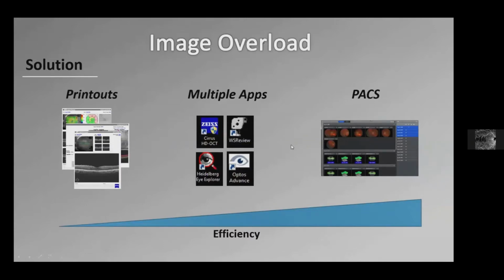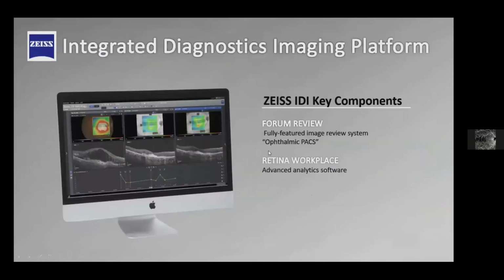So at this point, I think really the gold standard for image review is using a PACS system, which is really a comprehensive image review solution in which all the patient's images from all devices are stored in a single location and are reviewable and able to be interacted with within a certain software solution. In terms of PACS systems, I think the Zeiss integrated diagnostic imaging platform is certainly the foremost retina PACS on the market today, and that's what we'll be digging into further during the talk.